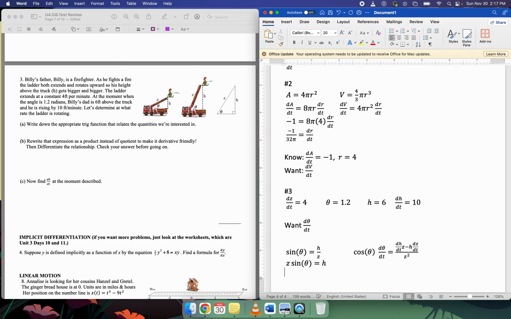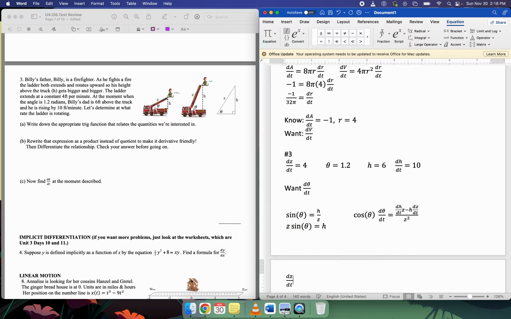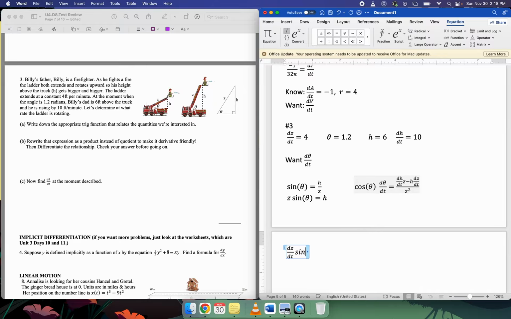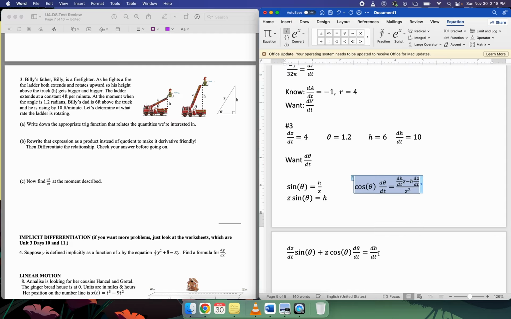and then use the product rule. And if you take the derivative that way, then you find dz dt times sine theta left alone plus z times cosine theta d theta dt equals dh dt. So you can use either one of these equations.